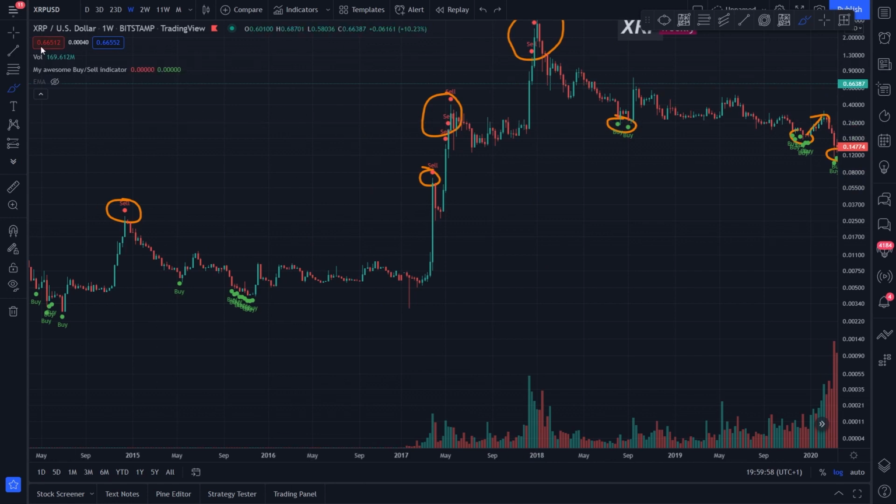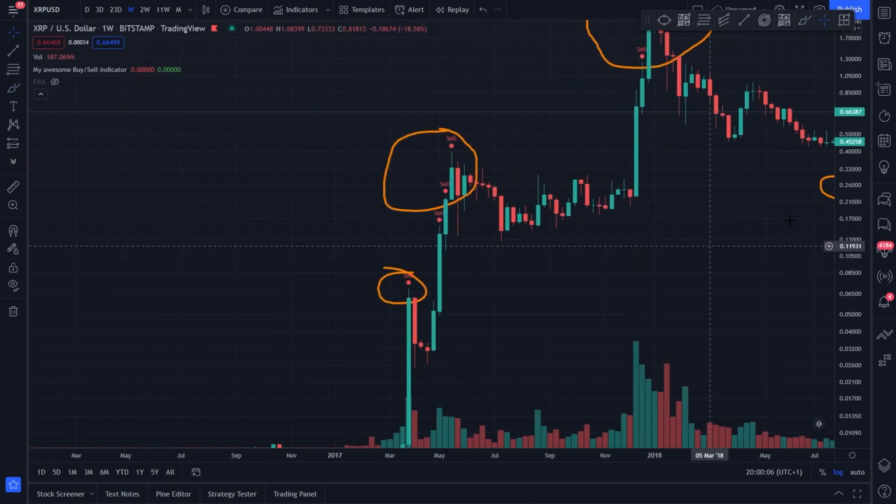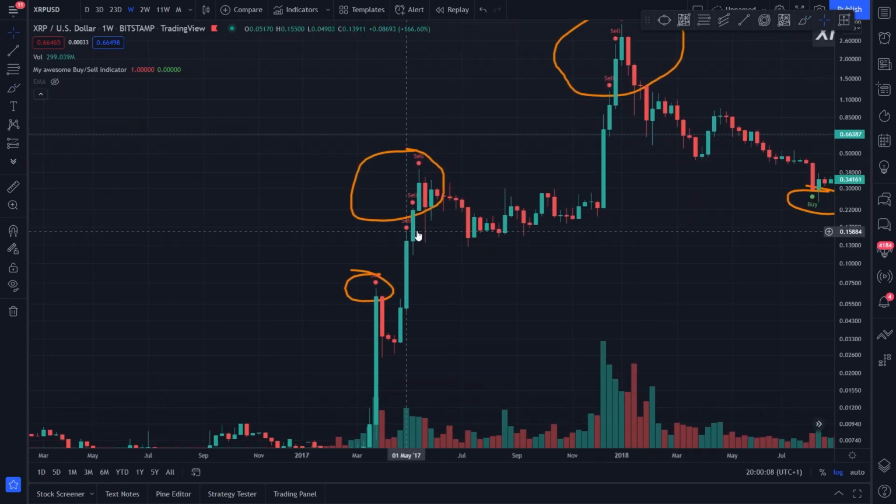And you can notice that here you see that we have the sell signal, but it's too soon to sell. But even if you sell here and you have multiple sell signals after it, we came back to this price. Okay, this is what is very interesting.